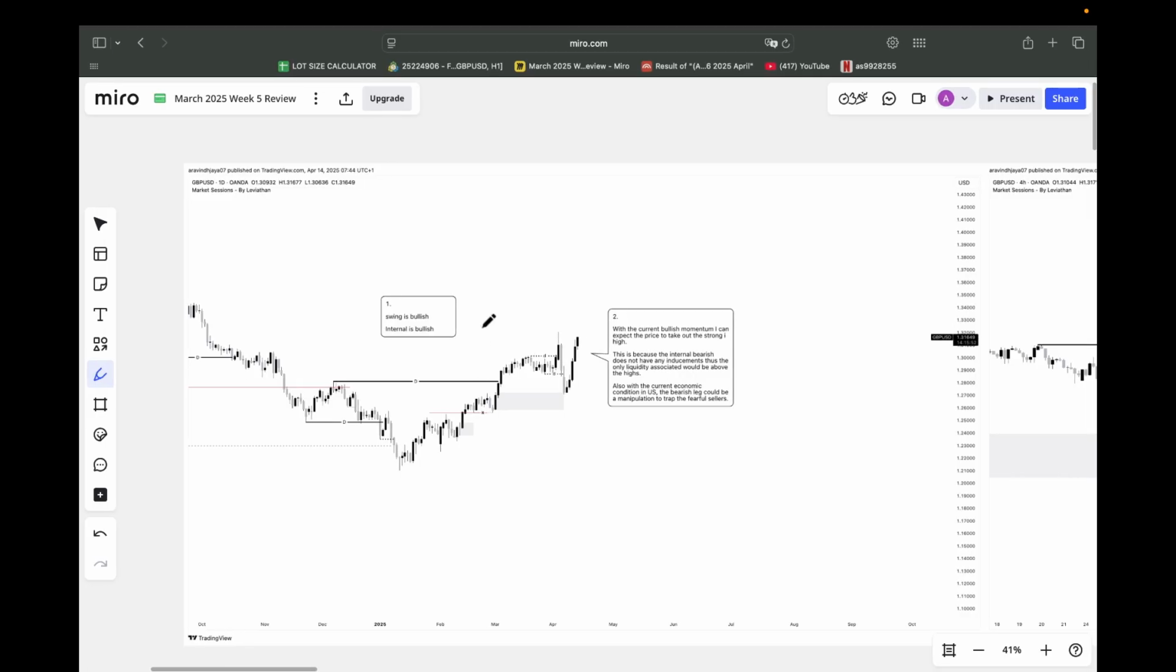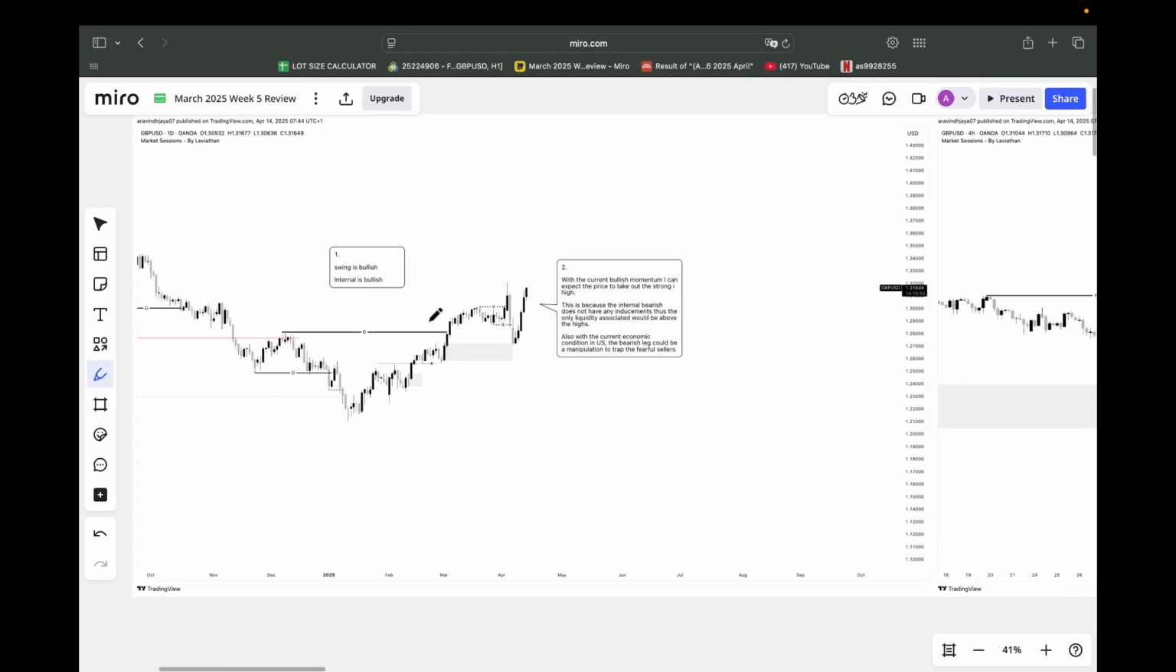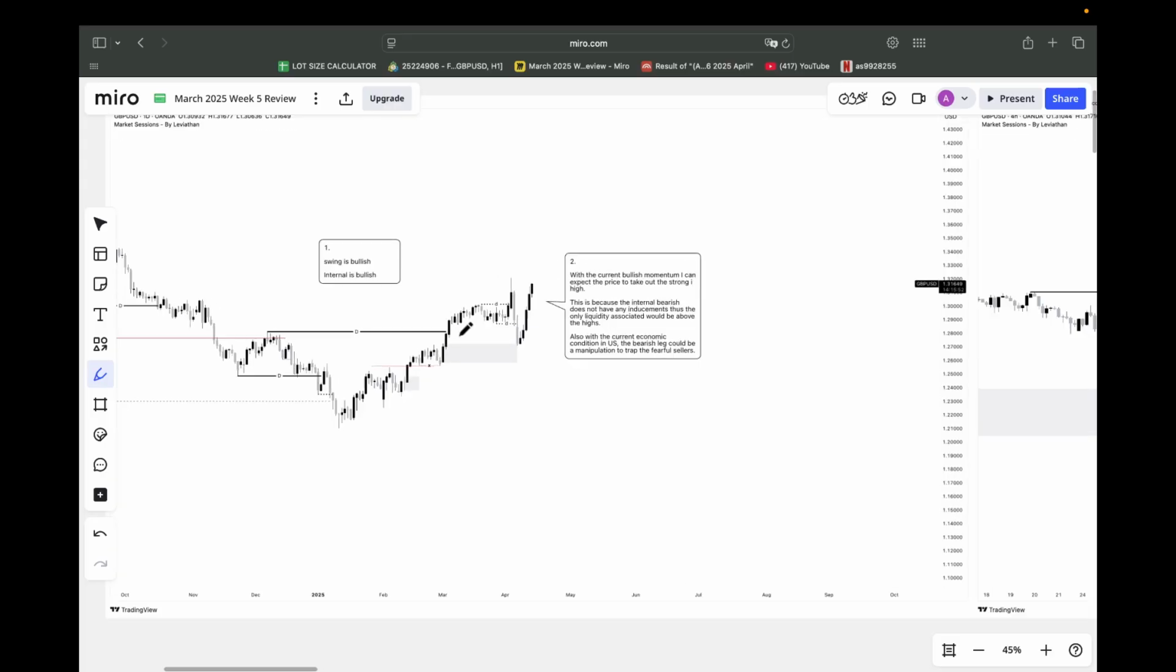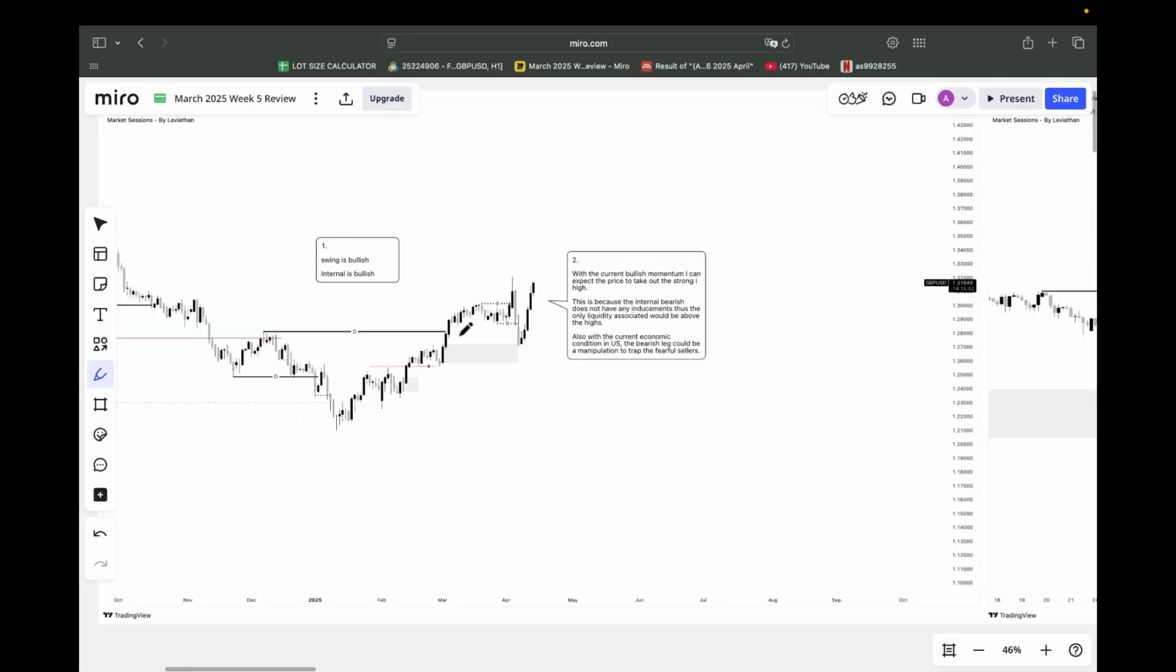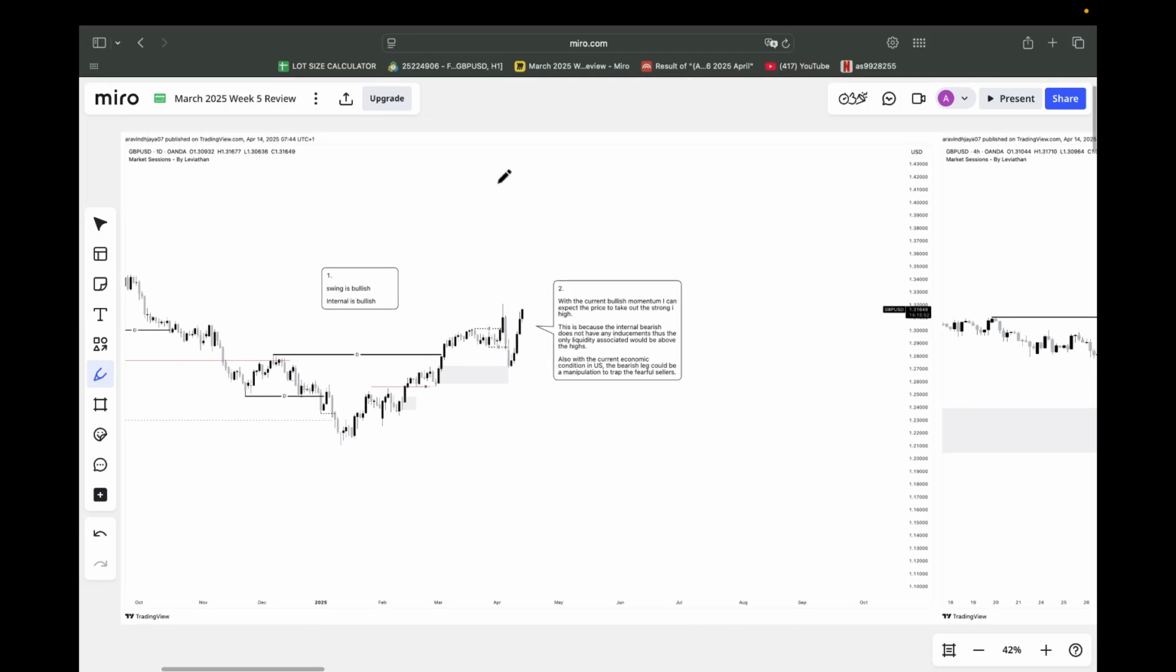Let's start from April 14 and let's start from the daily time frame. The daily time frame gives us the overall view of what the weekly is going to do. I mean, the weekly market structure. So analyzing the daily is the first step to get the directional bias before jumping into the lower time frames.